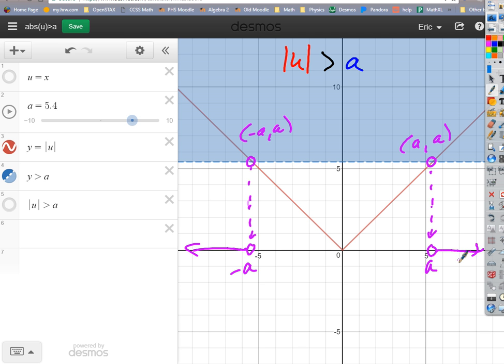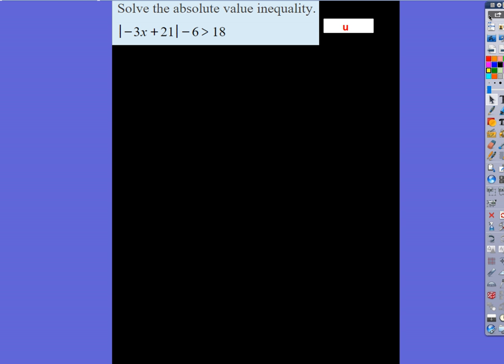So then what's the moral of that story? If we start off with something like this, what are we going to end up with? We're going to end up with either u is less than -a, or u is greater than positive a. So that's always what we get if we have an absolute value of u is greater than a number. So then do this for me. If you can do this, you're set.